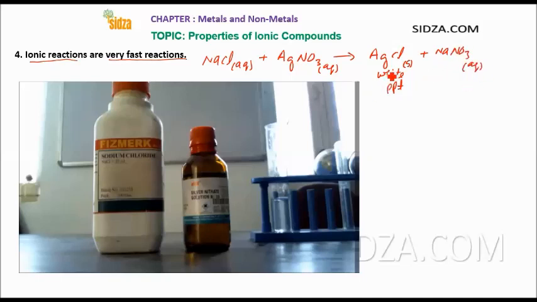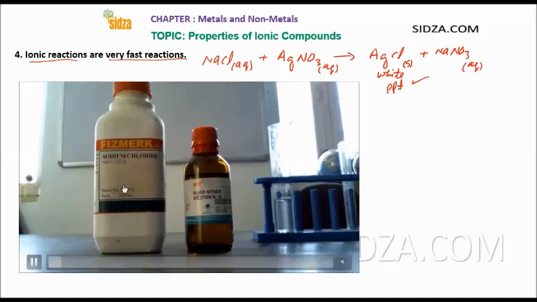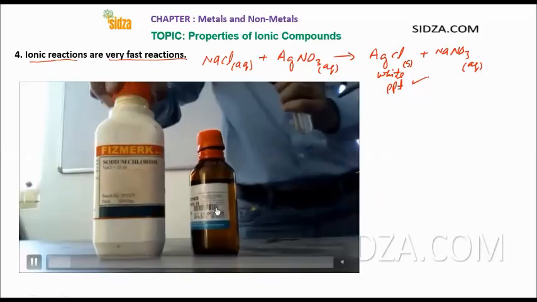This is an ionic reaction. Two ionic compounds react, but the reaction is very fast. As soon as you mix the two, you get the white precipitate. Immediately you get the white precipitate. So let's have a look at how fast this reaction is. This is the sodium chloride, this is the silver nitrate.